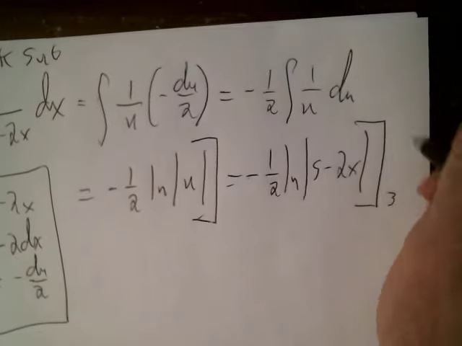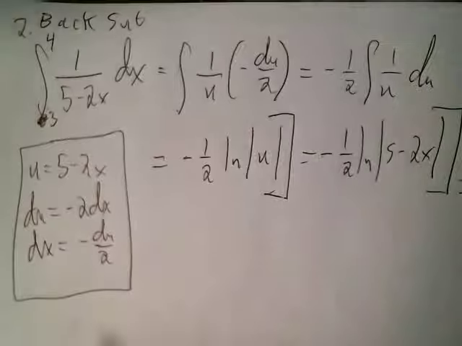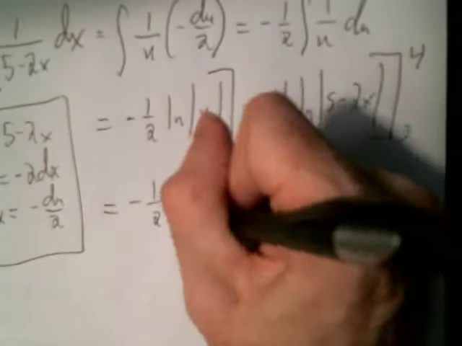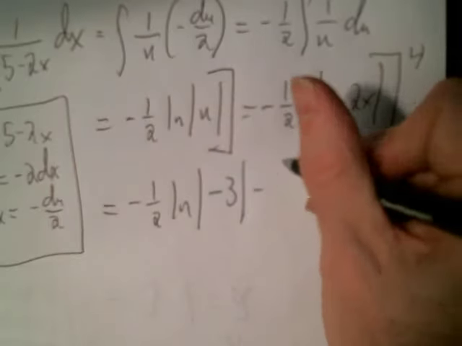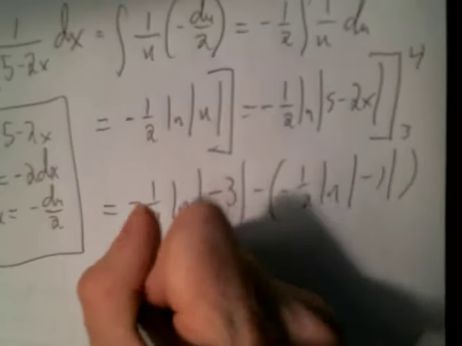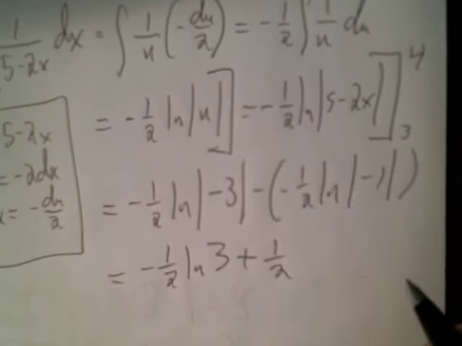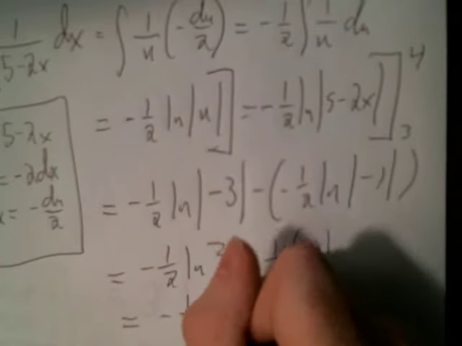And now you can evaluate from 3 to 4. Okay, so you have to get it back in terms of x if you want to use the original limits. Okay, so it's negative 1/2 ln of the absolute value of 5 minus 8, which is negative 3, minus negative 1/2 times ln of the absolute value of 5 minus 6, which is negative 1. So this will be negative 1/2 ln 3 plus 1/2 ln of 1, which is 0. So it's going to end up being negative 1/2 ln 3.